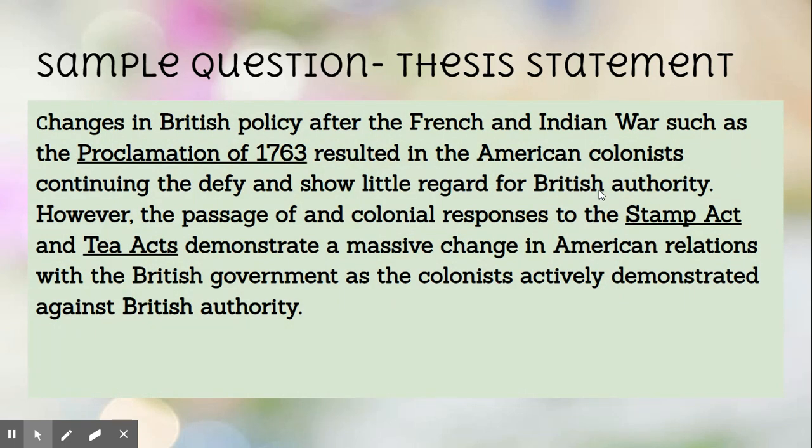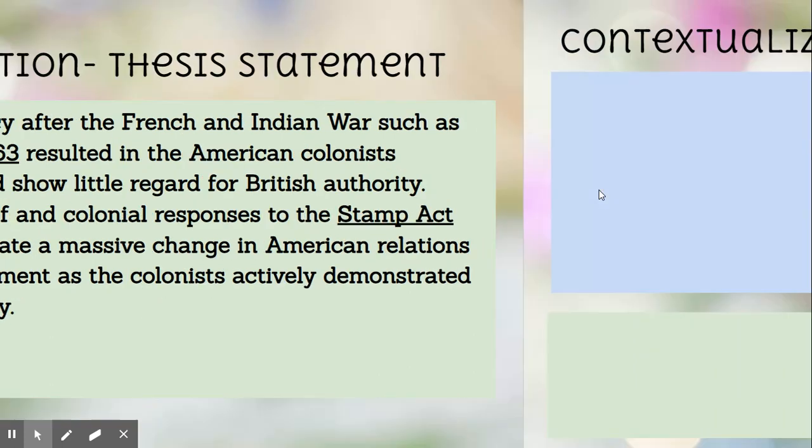So I said, okay, changes in British policy after the French and Indian War, such as the Proclamation of 1763, that's my evidence, resulted in the American colonists continuing to defy and show little regard for British authority. However, there's my A and B. Passage of the Stamp Act and Tea Acts, and the colonial response, demonstrate a massive change in American relations with the British government as the colonists actively demonstrated against British authority. Now, those three things, Proclamation of 1763, Stamp Act, and Tea Acts, those are going to be my categories. Those are the things I'm going to write about in my body paragraphs, and I'm going to use those to prove my point that it was more change than staying the same.